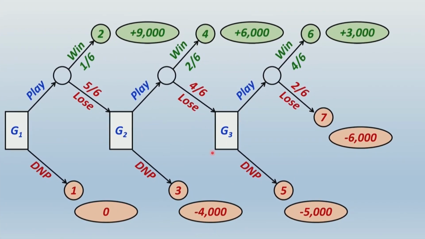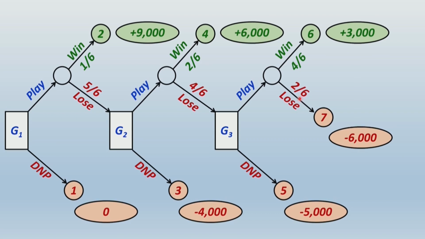So let us focus on G3. If the gambler decides to play game 3, there may be two possible outcomes. Either she wins or she loses. If she wins, net 3,000 with a probability of 4/6. If she loses, she gets minus 6,000, that is a loss of 6,000 with a probability of 2/6. So these are the two possible monetary values, or rather two possible cash flows, with respective probabilities 4/6 and 2/6.